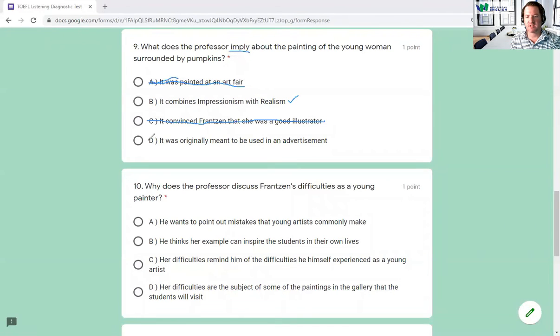It was originally meant to be used in an advertisement. No, she did work for an advertising company, but not the painting of the pumpkins. So the answer is going to be B. It combines Impressionism with Realism.